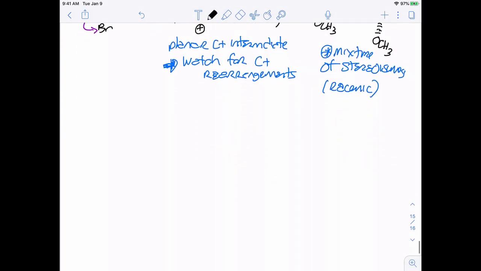So the first part I want to look at is the alkyl halide. The alkyl halide is involved in the rate determining step of both our SN2 and SN1 reactions, so it's going to be important for both of these.